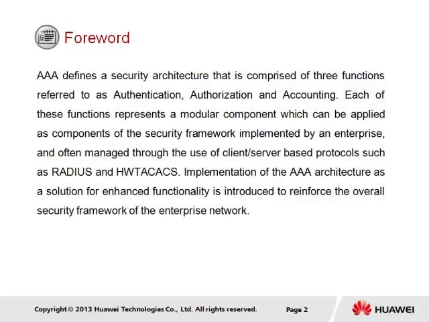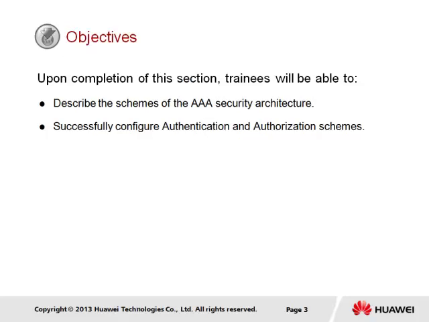Implementation of the AAA architecture as a solution for enhanced functionality is introduced to reinforce the overall security framework of the enterprise network. So upon completion of this section, it is generally expected that trainees will be able to describe the schemes of the AAA security architecture, as well as successfully configure authentication and authorization schemes.